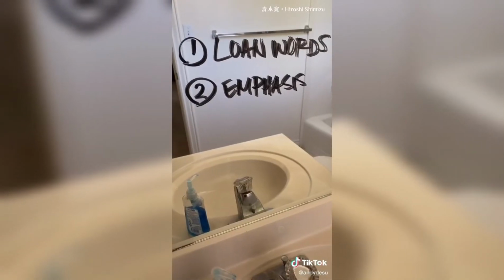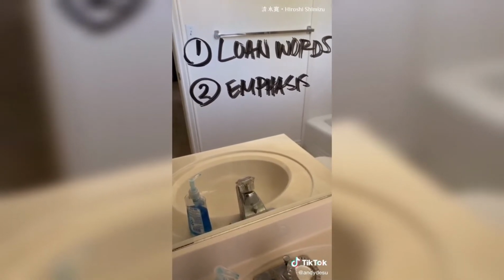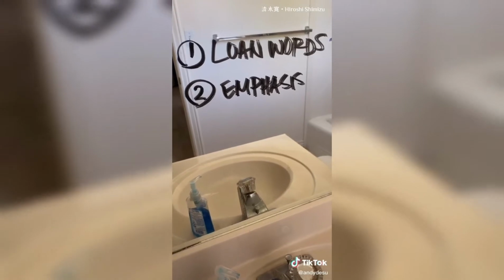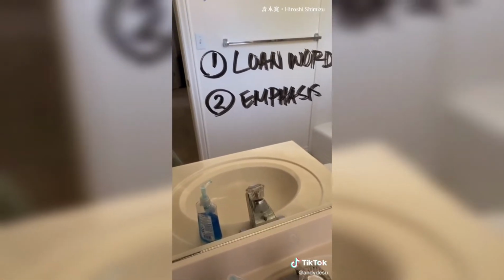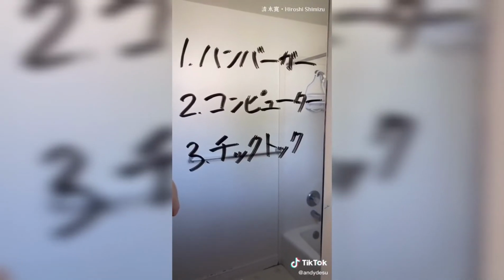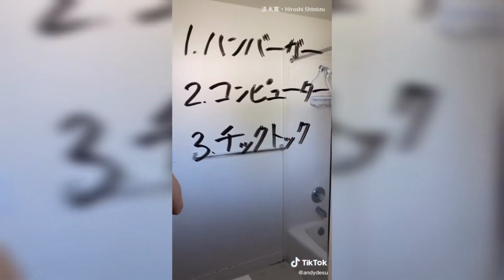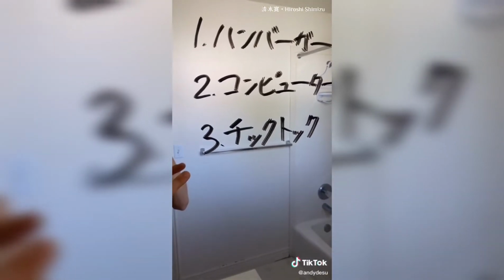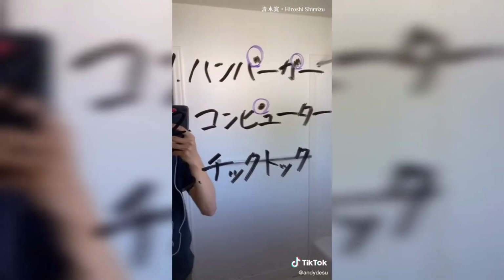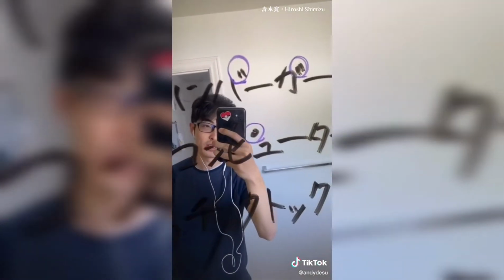We may also use katakana to add emphasis on a word or phrase, kind of like how in English we may use the bold or italics font. See if you can guess what these katakana words mean. Hamburger, computer, TikTok. In the next lesson, we'll go over what these little marks mean.